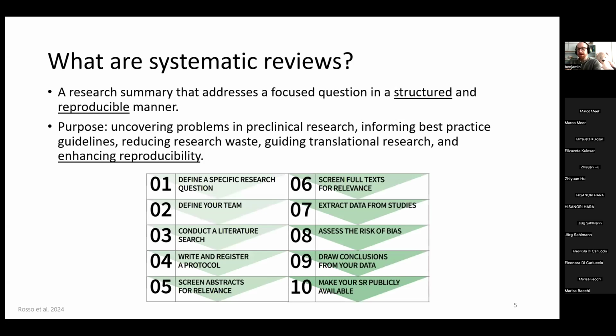And while I won't give a very detailed methodology of how you conduct a systematic review, very briefly, for didactic reasons, we usually say it consists of 10 steps. And very briefly, you define a research question you're interested in. For example, does drug A enhance functional recovery after stroke in a rat model of stroke?